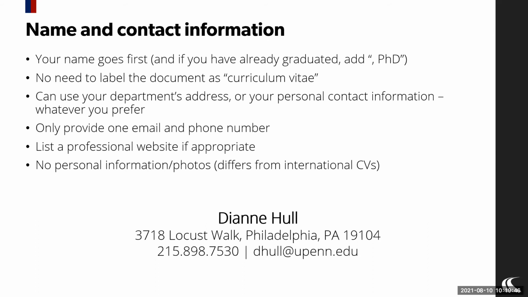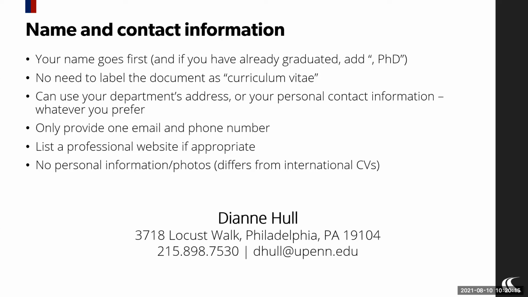Now, name and contact information: let's not spend a lot of space on this. I see a lot of CVs that take up a lot of space for this, and it's really not necessary, so keep it very simple. Name goes first. If you've already graduated, add PhD after your name. I see a lot of people labeling the document as a curriculum vitae. They know that, you don't need to say that. You can use your own department's address or your personal contact information, really whatever you prefer. I just don't think you need both. It just takes up unnecessary space.